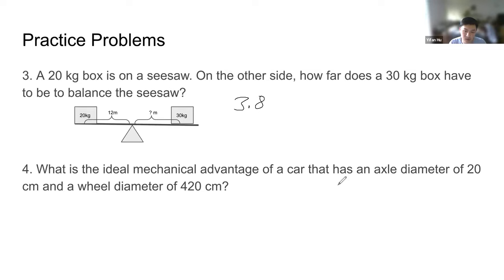And for four, the IMA would just be the wheel diameter over the axle diameter, which then is just 420 over 20, which you get 21.